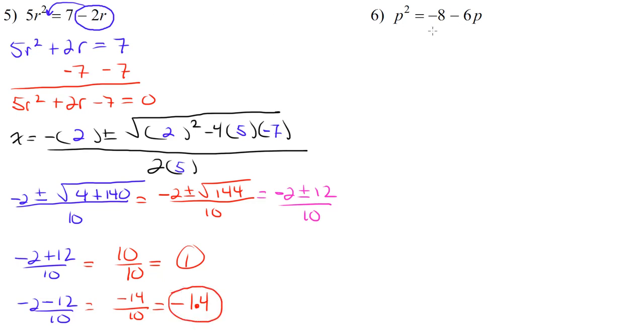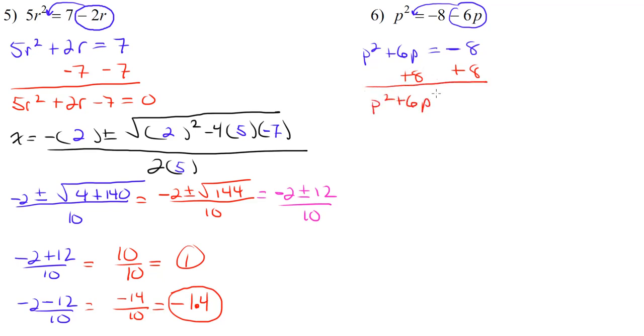All right, so number 6 is another equation that needs to be put in standard form first. So we take this negative 6p, move it over. This gives us p squared plus 6p equals negative 8. Then we also have to move that negative 8 over, either by moving it or adding 8 to both sides. We get p squared plus 6p plus 8 equals 0. And now we can use our quadratic formula.